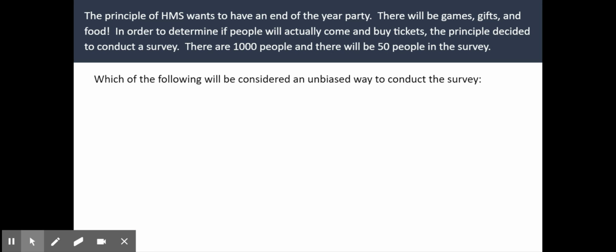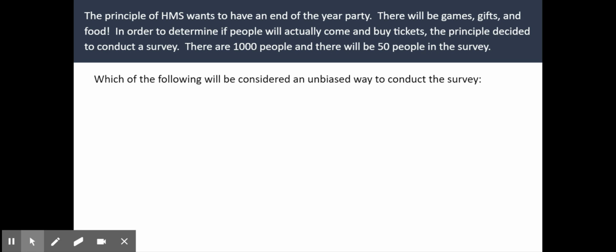Now, an example. The principal of Heritage Middle School wants to have an end of the year party. There will be games, gifts, and food. In order to determine if people will actually come and buy tickets, the principal decided to conduct a survey. There are 1,000 people and there will be 50 people in the survey. So which of the following will be considered an unbiased way to conduct the survey?